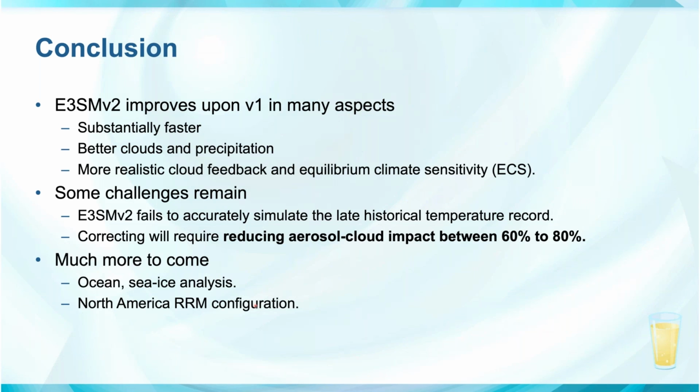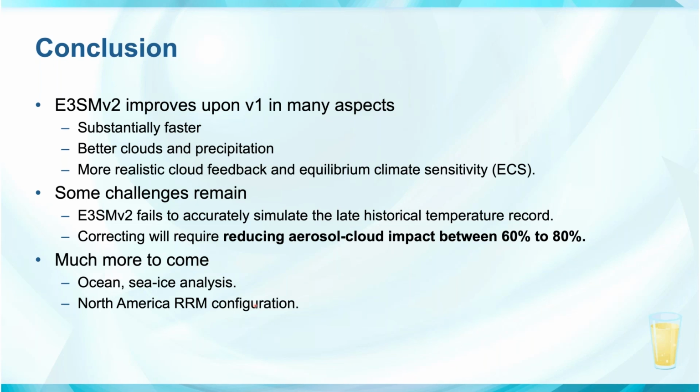So in summary, I hope I've made the case that V2 improves upon V1 in many aspects. It is substantially faster, which is a testament to all the work that went into improving the algorithms in V2. And we have improved clouds, precipitation, and other aspects of the simulations. And in addition, we have a much more realistic cloud feedback and equilibrium climate sensitivity. Now we can claim that we are within the range of what's plausible, which was not the case in V1.